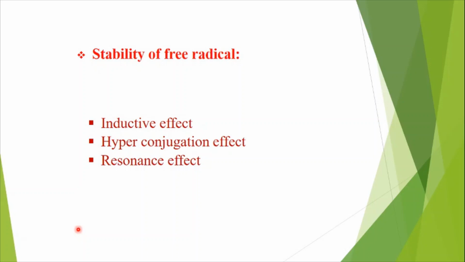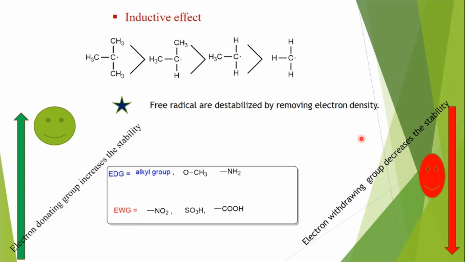Alkyl radicals are stabilized by an adjacent lone pair bearing heteroatom and by pi bonds. The various factors responsible for the stability of free radicals are inductive effect, hyperconjugation effect, resonance effect, then hybridization, electronegativity, and polarizability. So we are going to see these one by one. First one is your inductive effect.